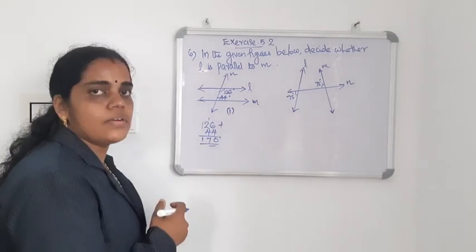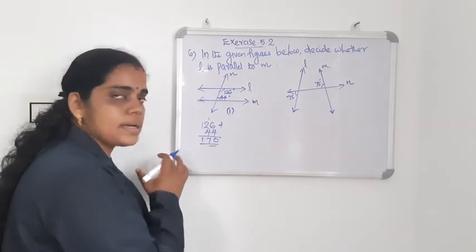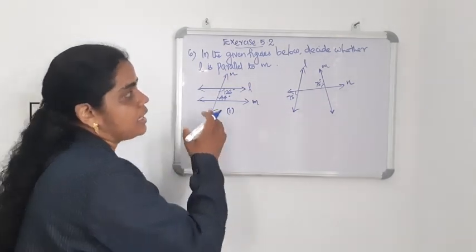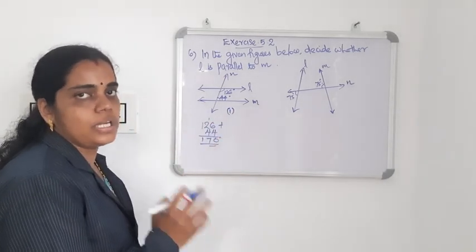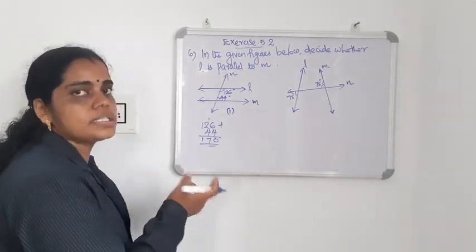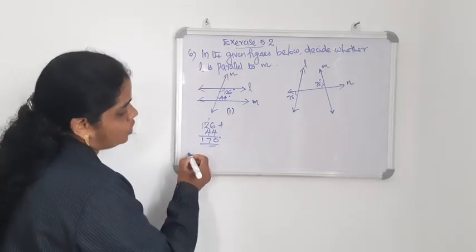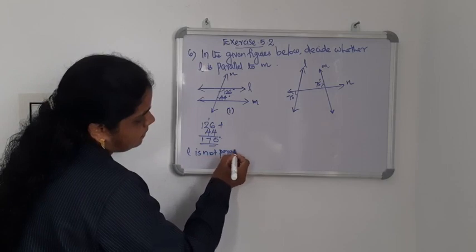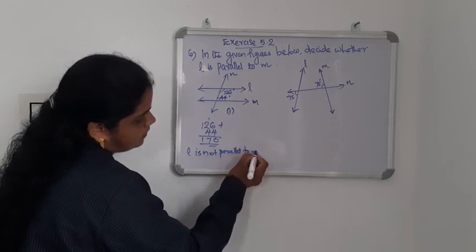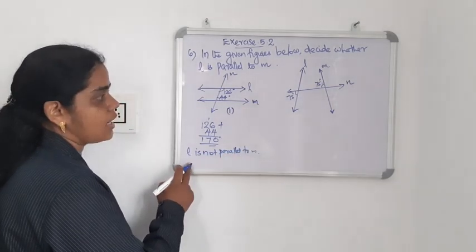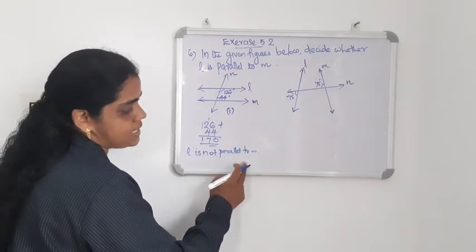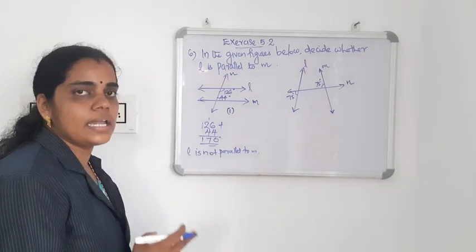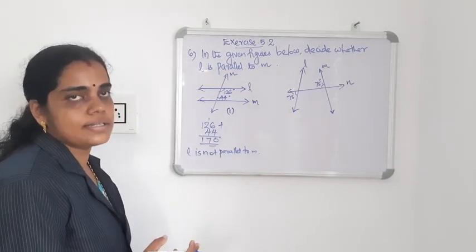But what do we need? 180 degrees. Then only does it form a supplementary pair, and then only will the lines be parallel. So we can say that L is not parallel to M, because that property does not hold. So we write: L is not parallel to M. Reason: angles on the same side of the transversal must be supplementary. Then only can we say that L is parallel to M. That is the reason.